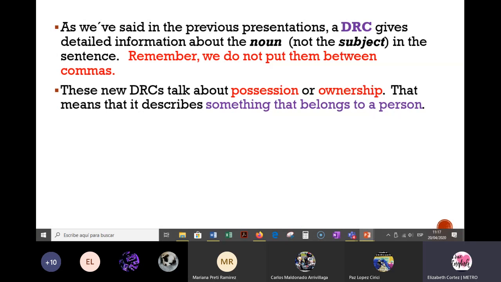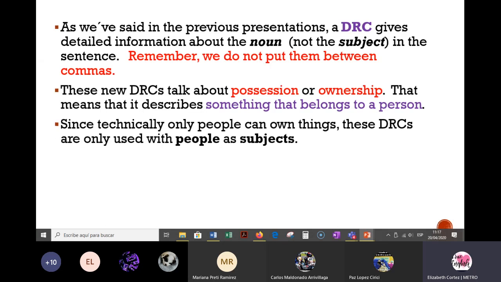These new DRCs, the ones that we're going to see today, talk about possession or ownership, something that belongs to you. That means that it describes something that belongs to a person. When you buy it, it's yours. And since technically only people can own things, these DRCs are only used with people as subjects. We cannot use whose for pets or cars or houses. No, it's only for humans, because technically only humans can own things. Even if we have a dog that has a house, the dog didn't buy the house. So ownership only talks about people, and so whose can only be used for people.